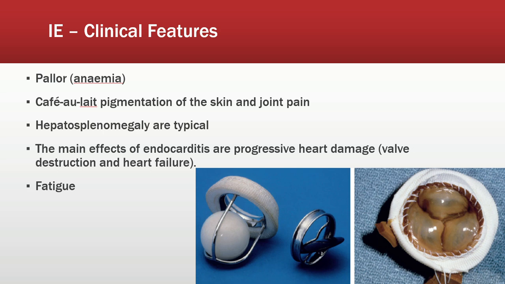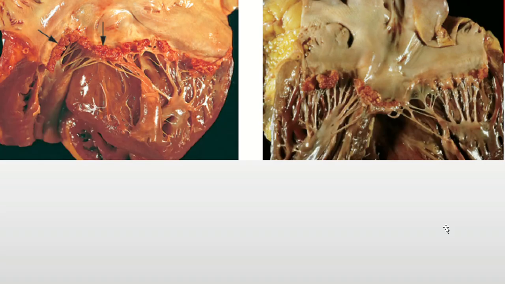Now, the clinical features: usually the patients would be pale, with café au lait pigmentations on the skin, joint pain, hepatosplenomegaly, enlargement of the spleen and the liver, progressive heart damage, and continuous valve damage. With fatigue, the patient is always tired. And this is the prosthetic valve and the damaged valve. Here we can see the vegetations on the valve.